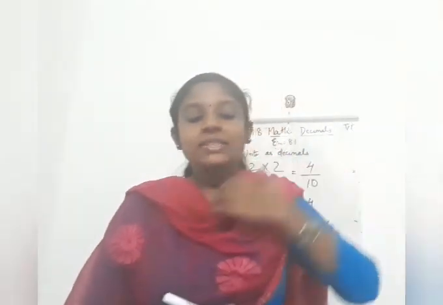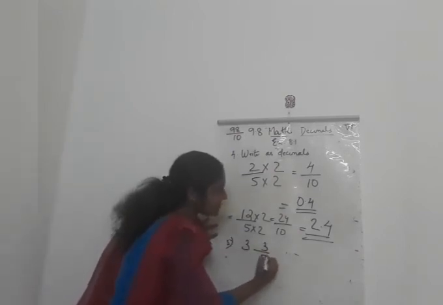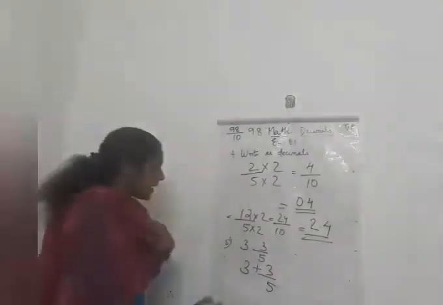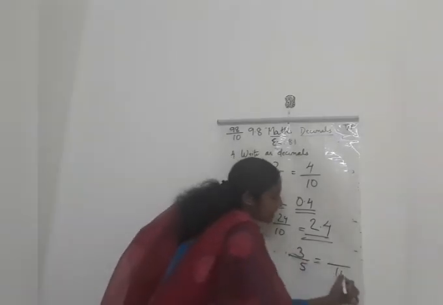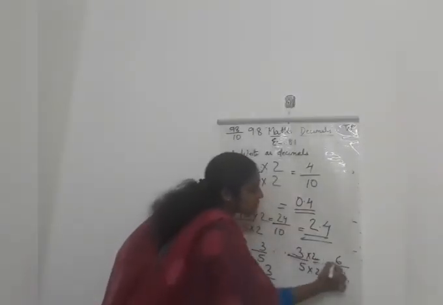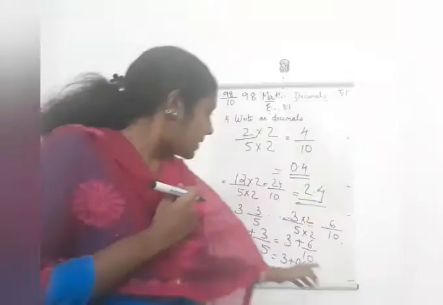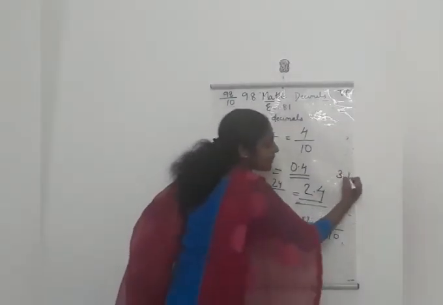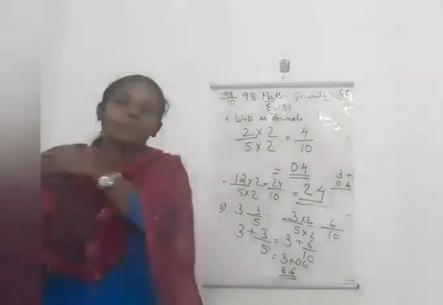Now the last question, 3 by 5. What is 3 by 5? 3 ന്റെ കൂടെ ഒരു 3 by 5 കൂടെ ആഡ് ചെയ്യുകയാണ്. ഈ 3 നെ അവിടെ നിർത്തിയിട്ട് നമുക്ക് ഈ 3 by 5 നെ ഡിനോമിനേറ്റർ 10 ആക്കാം. So what we have to do? Multiply it with 2, ഡിനോമിനേറ്ററിലും ന്യൂമറേറ്ററിലും. So 6 by 10 വന്നു. So 3 plus 6 by 10. 6 by 10 is 0.6. So 3 plus 0.6. What is the answer? 3.6. Okay.